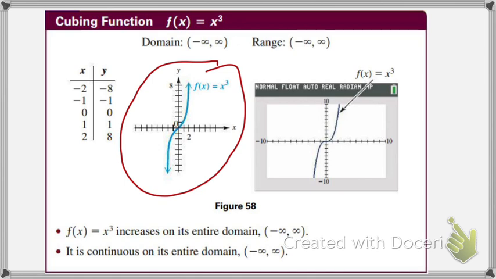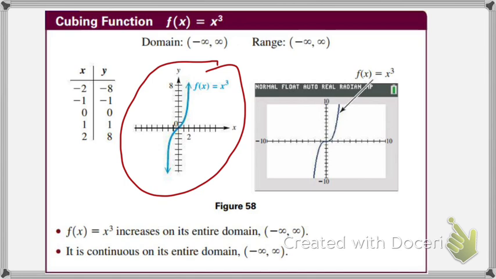Continuous? Yeah. What's the domain? Anything. Negative infinity to positive infinity. What's the range? Anything. Now, what if on a test I put this drawing on there and said, what interval is it decreasing over? That's a trick question.